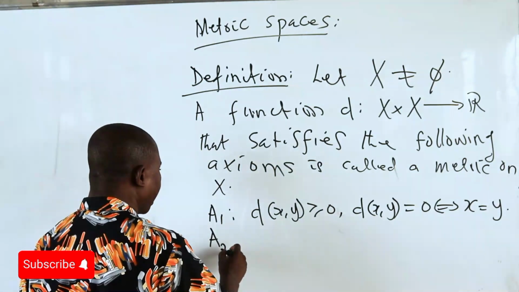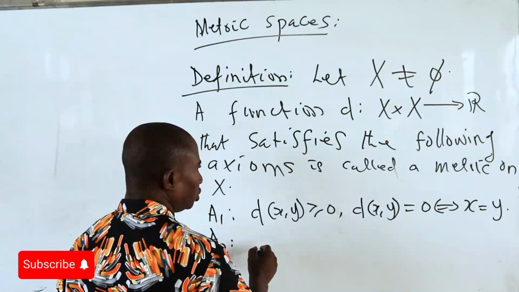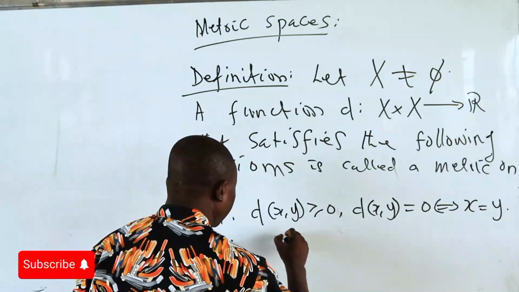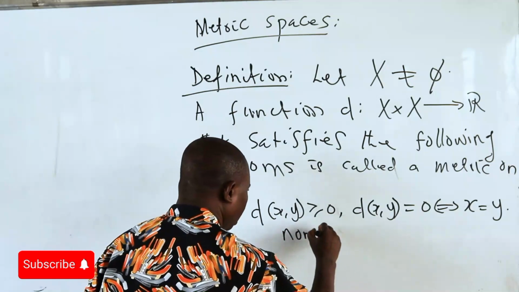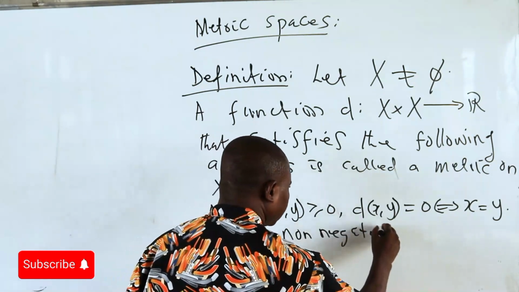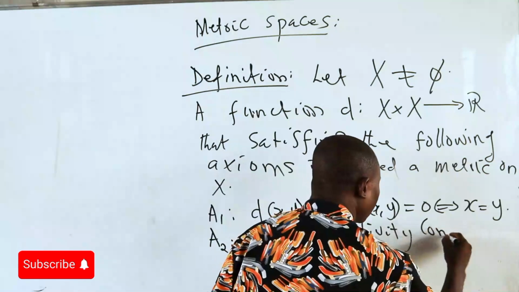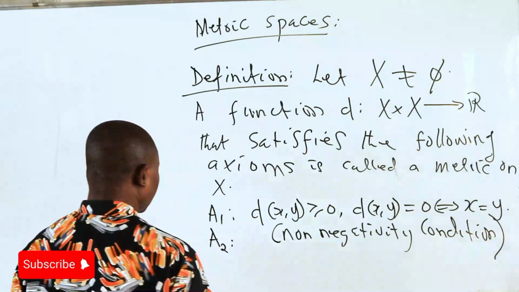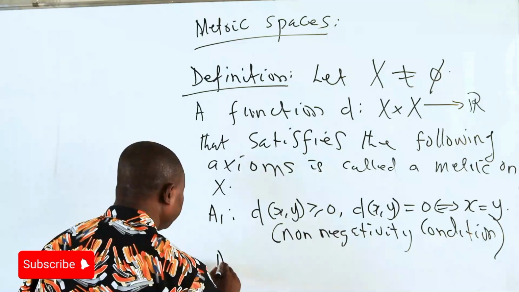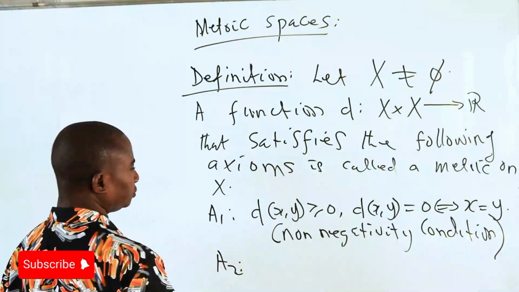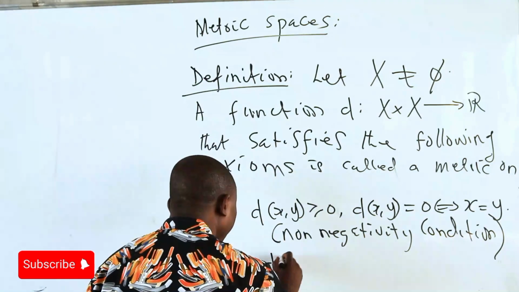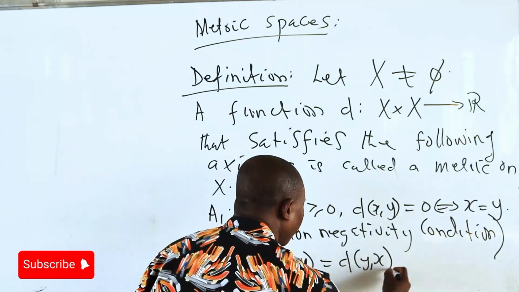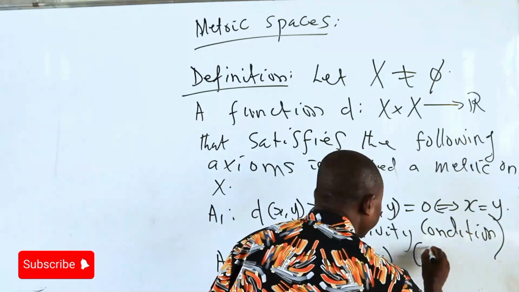We call this first condition the non-negativity condition. So let me write under it: non-negativity condition. The second axiom is that d of x, y is the same as d of y, x. We call this the symmetric condition.